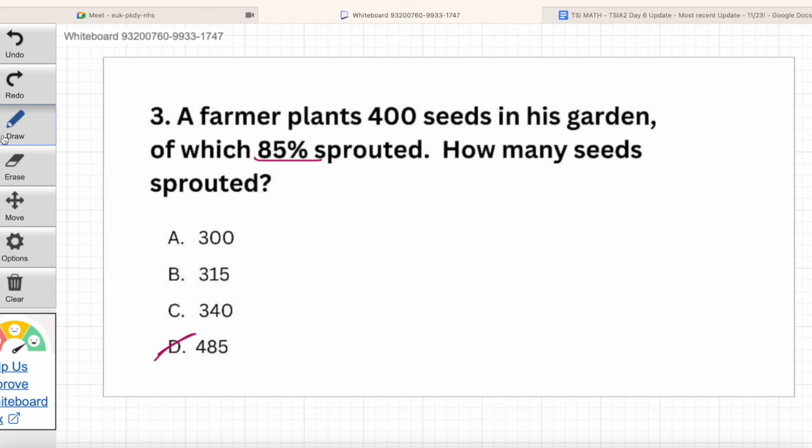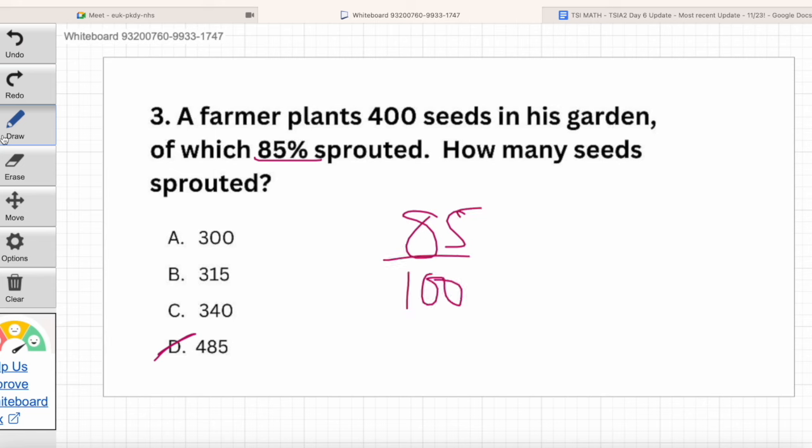So 100 years in a century. A decade has 10 years. Some students get decades and centuries mixed up, but deca means 10, right? And you actually see that sometimes in math, like if we're talking about a deciliter. But anyway, 85% means 85 out of 100. That's what it means.